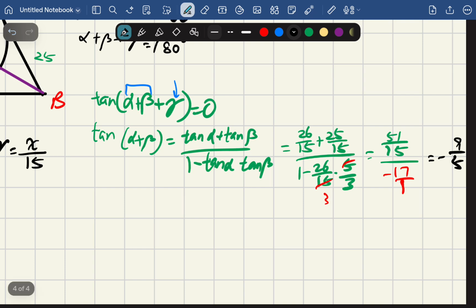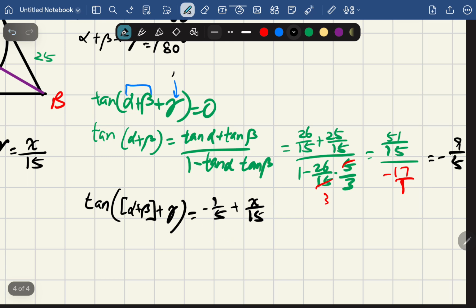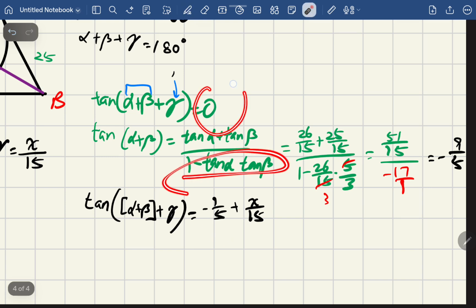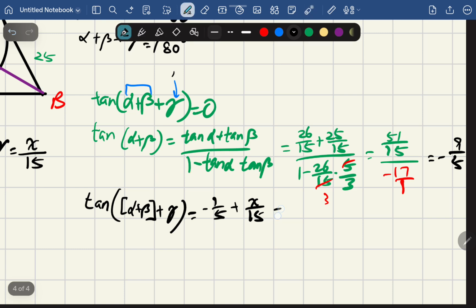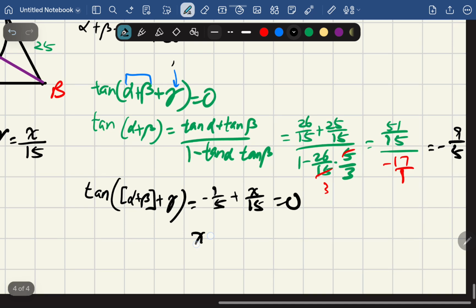Now in regards to this gamma here, now we can combine this, right? So we have tangent of alpha plus beta plus gamma is negative 9/5 plus x over 15. And then this part we can ignore because it's 0. And when we multiply that, it's still 0. So you can just take this as 0, meaning x is 27.